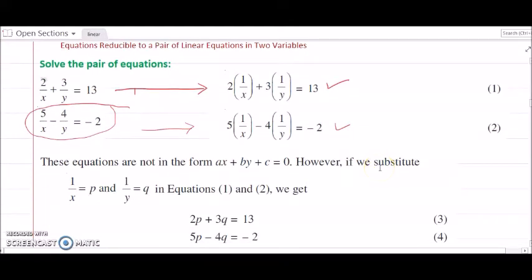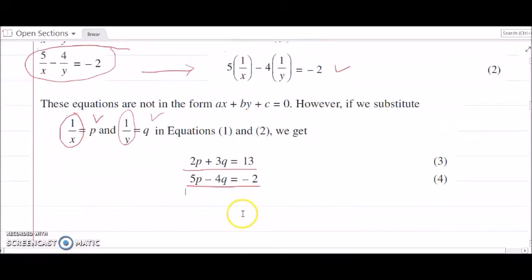What we are going to do? We are going to replace 1 upon x by p and 1 upon y by q. So where 1 upon x is there, we will put p, and at the place of 1 upon y, q. So your equations will be 2p plus 3q is equal to 13, and 5p minus 4q is equal to minus 2.